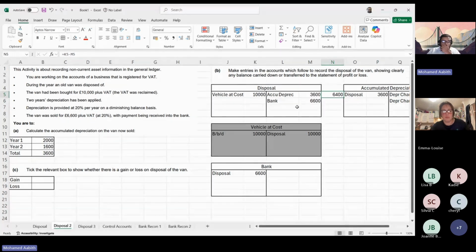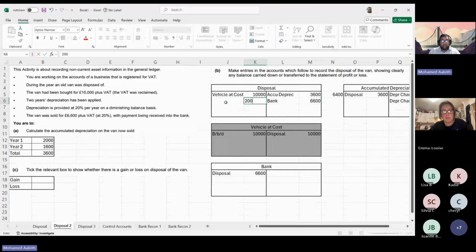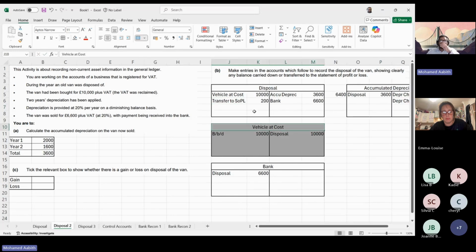In that scenario, we need to make sure the difference is going to be on the debit side. For 200 pounds, we're going to say it is transferred to SOPL. So basically, this will go in my profit and loss statement on the credit side as an income, a profit. Here, it has increased your profit because we gained 200 pounds more than what we had in our book value.